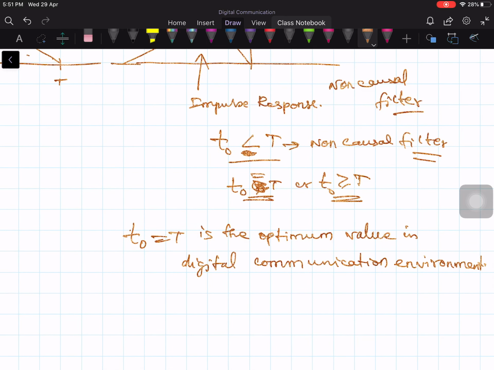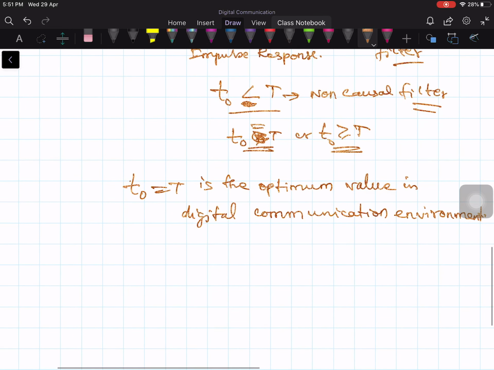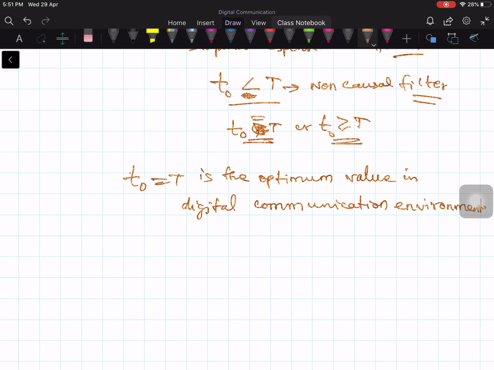Because every T seconds we are transmitting one pulse, sending a new pulse. So it is better to choose the sampling instant equal to the end of the pulse signaling interval. So this is what is typically done.